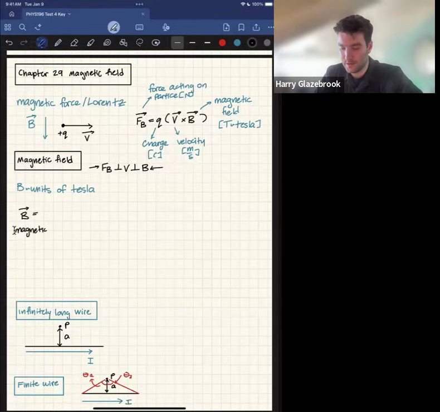Magnetic field due to a moving point charge. Cool. So it's going to be mu naught over 4 pi.